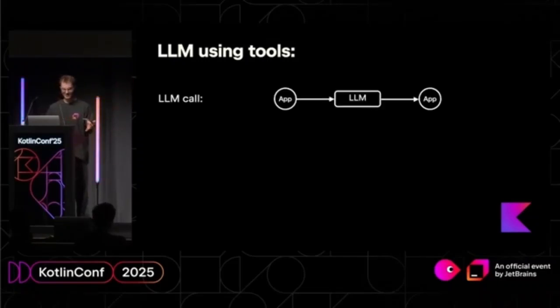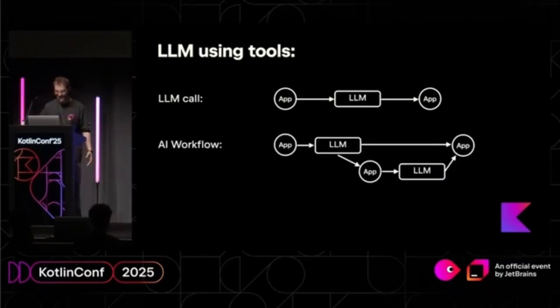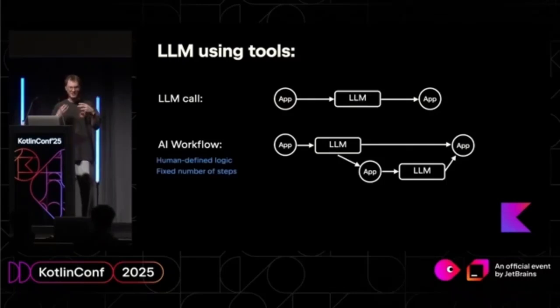LLM call is an agent. Like your application calls the large language model, gets a response, and then makes some action. But it's not autonomous. The next level of autonomy is what Anthropic calls AI workflows. It's like a humanly designed logic, humanly designed pipeline, if you want an algorithm that uses your application and LLM, one after each other, to solve the problem.